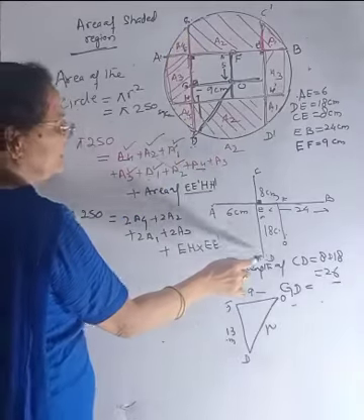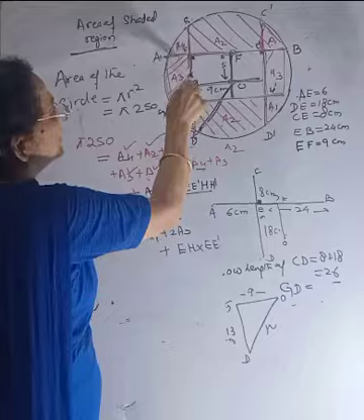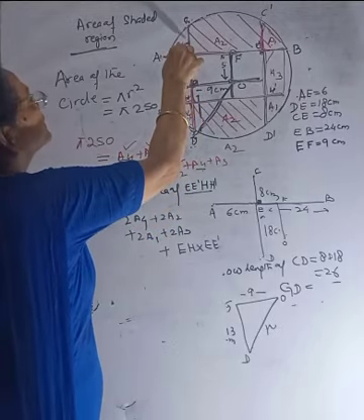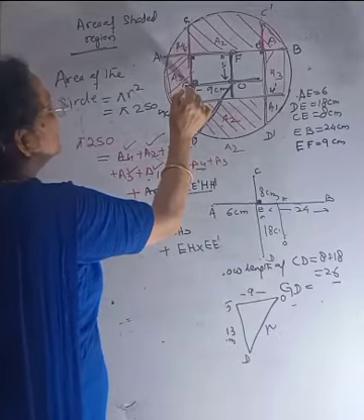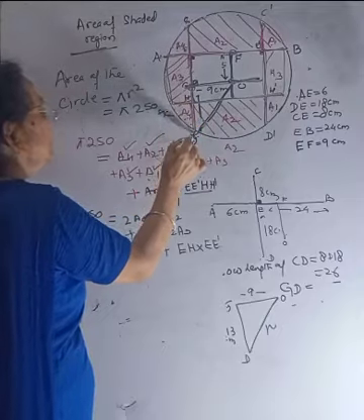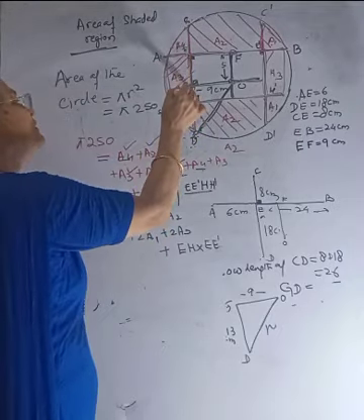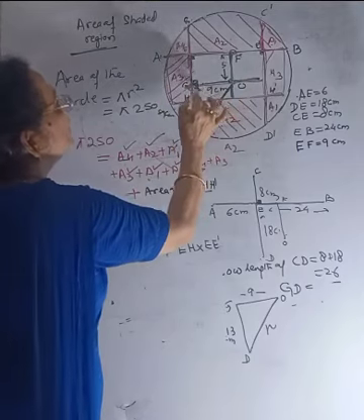Total length was given as 18, out of which this was the middle point. So 18 plus 6 was equal to 26. 26 halved is 13, this is the middle point, and this whole length was 18. So 18 minus 13 is equal to 5. So this length will be 5, this will be 9.